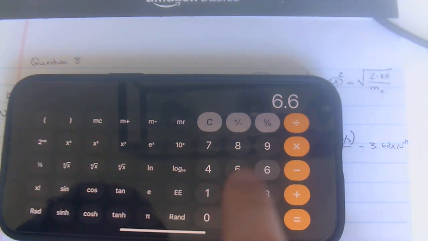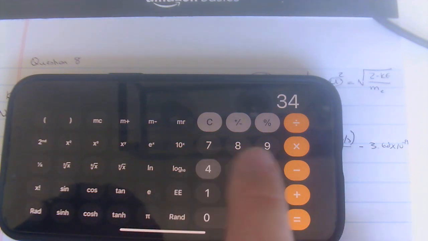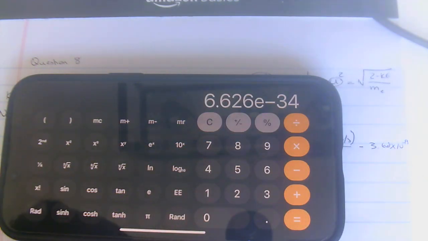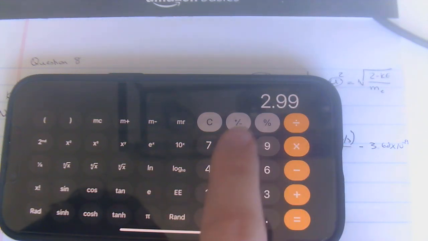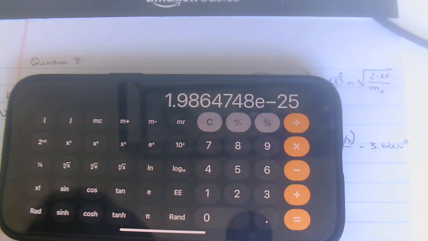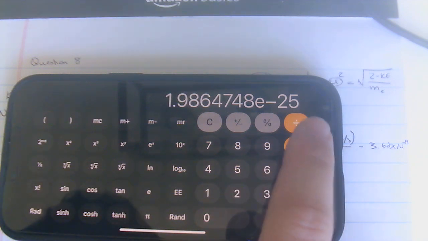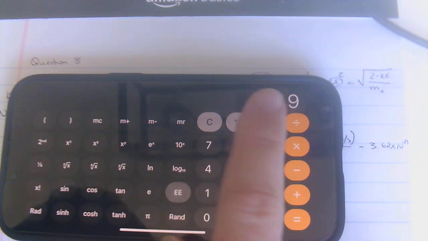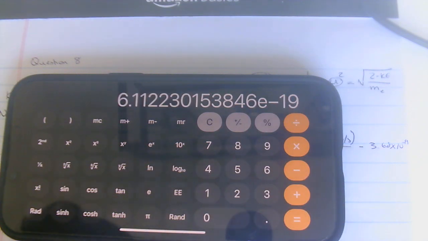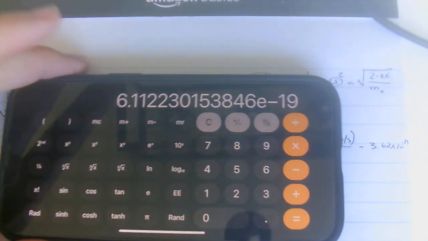So I got 6.626 E34. That's Planck's constant. We're going to go ahead and multiply that by the speed of light, so 2.998. So that's that times the speed of light, and then we're going to divide that by 325. So that is what you're going to get for this part right here.